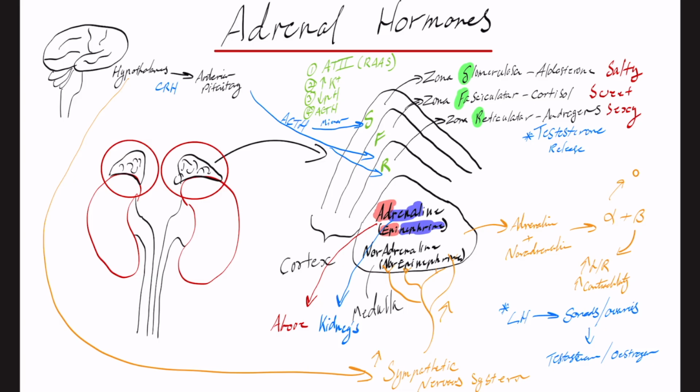So that summarizes the adrenal gland and the hormones released from it. We've talked about a memory aid for remembering the different layers with GFR, and a way to remember the different hormones with salty, sweet, sexy, and then lastly our catecholamines, which are adrenaline and noradrenaline, and a way to remember where they come from.